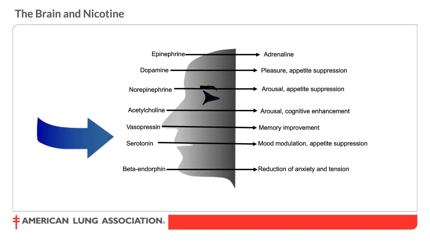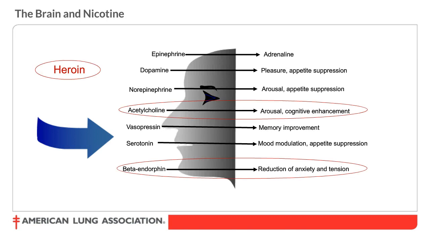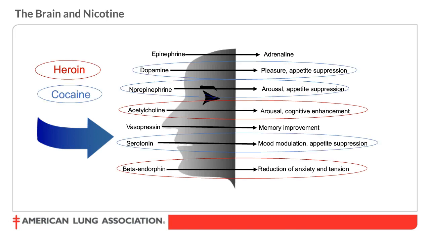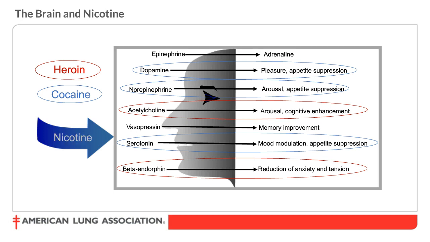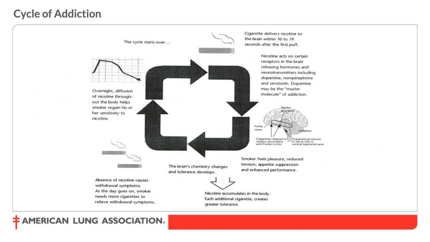While certain illicit drugs affect certain receptors of the brain, like heroin and cocaine, nicotine, a legal substance, affects all receptors. The cycle of addiction: cigarettes deliver nicotine to the brain 7 to 10 seconds after the first puff. Nicotine acts on certain receptors in the brain, releasing hormones and neurotransmitters, including dopamine, norepinephrine, and serotonin. Smokers feel pleasure, reduced tension, appetite suppression, and enhanced performance.